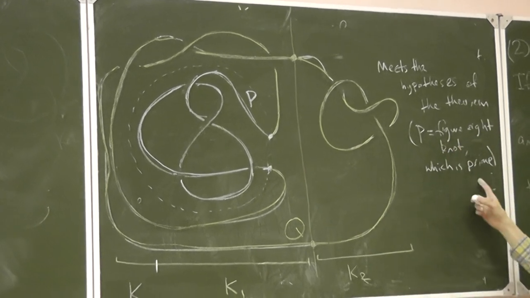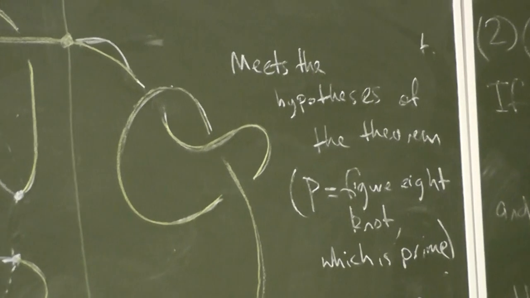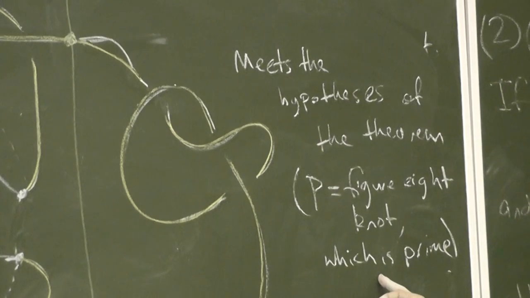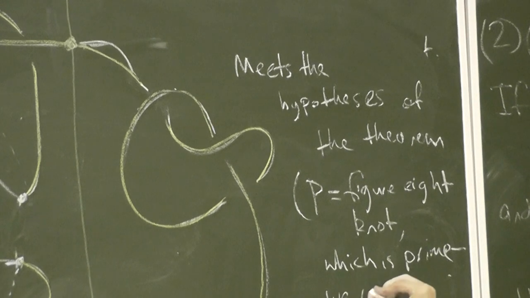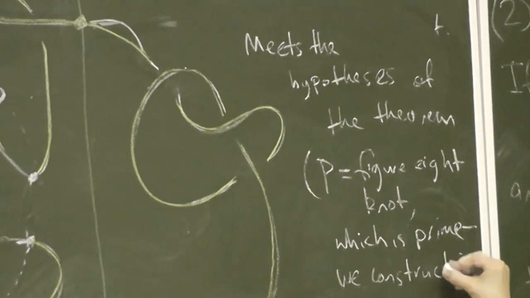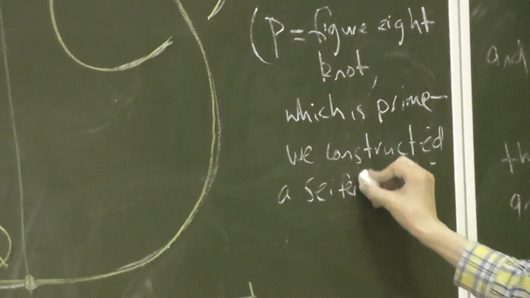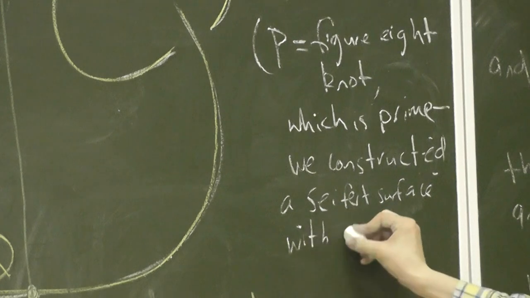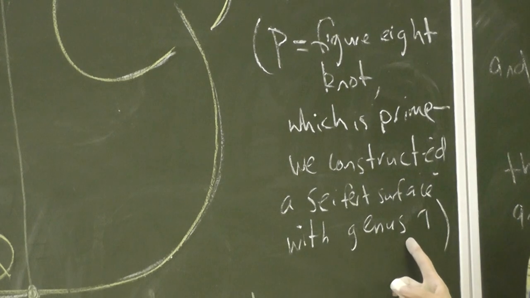Incidentally, do you remember how we proved we were seeing the figure 8 as prime? I think we constructed a Seifert surface of it with genus 1. In fact, just using Simon's algorithm, we constructed one. If there's genus 1, then it can't be a connect sum of two nontrivial knots.